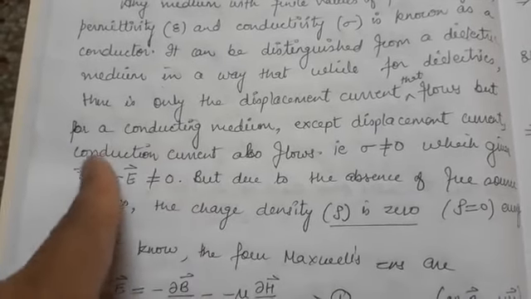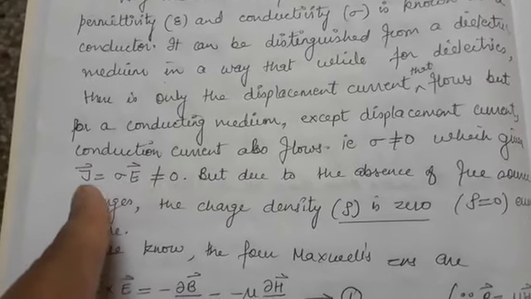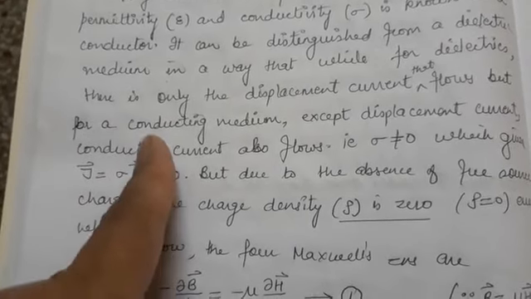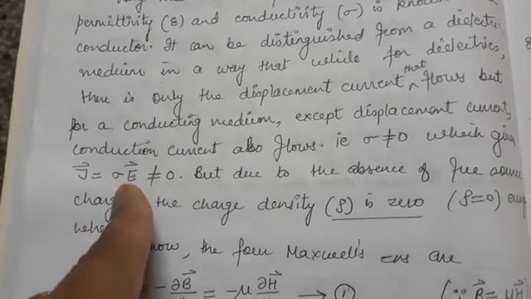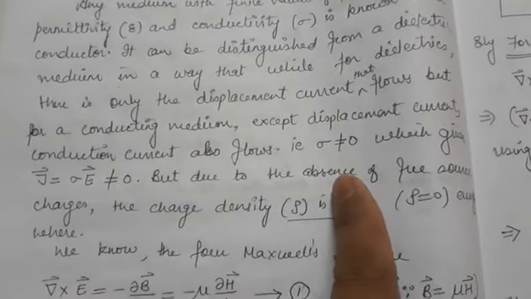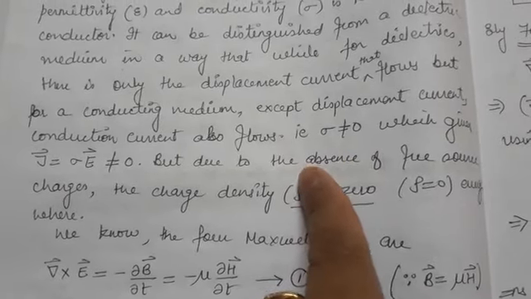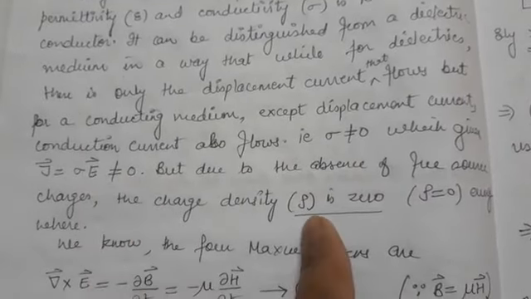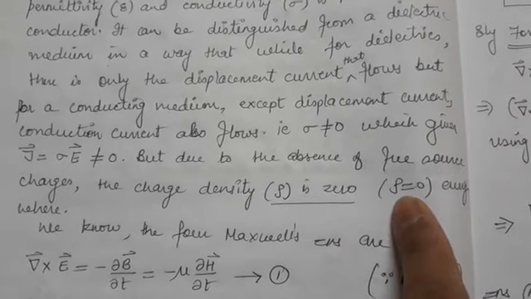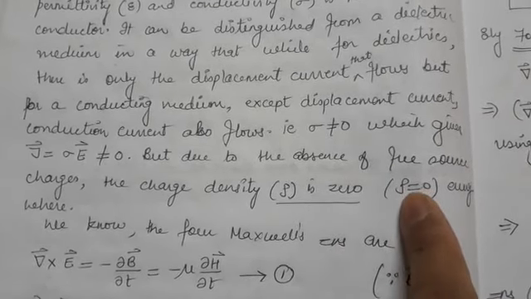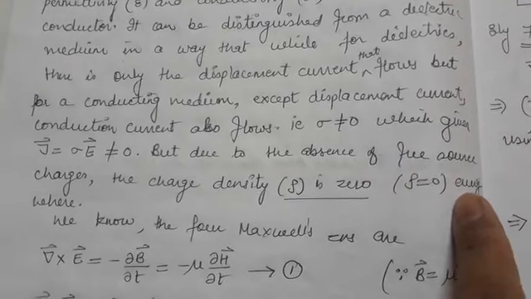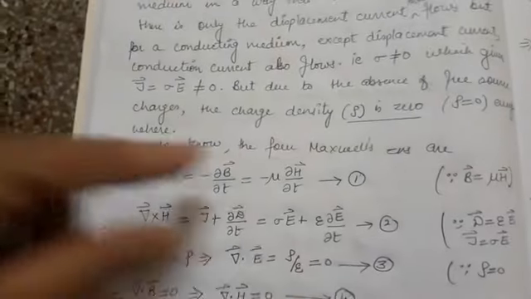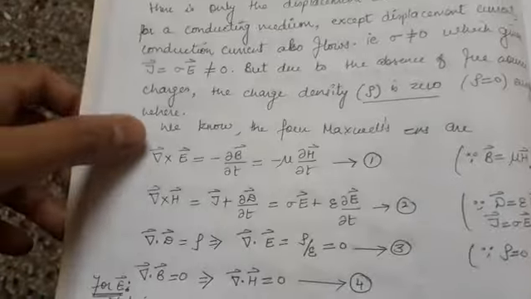My dear students, I must tell you that, as in my last video, J vector is equal to sigma into E vector. It is the well known microscopic form of Ohm's law and all conductors must obey this Ohm's law in microscopic form. Now, since the conducting medium is electrically neutral, we can consider the absence of free source charges, that is, the charge density rho must be equal to 0 everywhere. This consideration can be taken into account by considering the four Maxwell's equations I have discussed earlier at the start of the chapter.